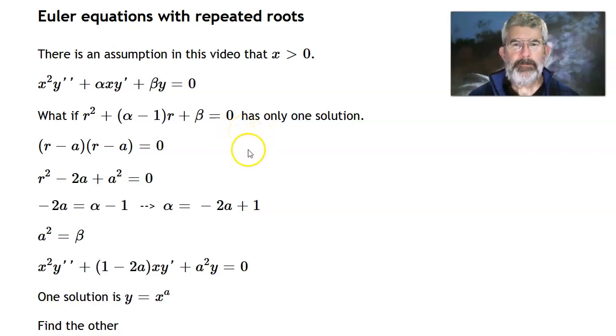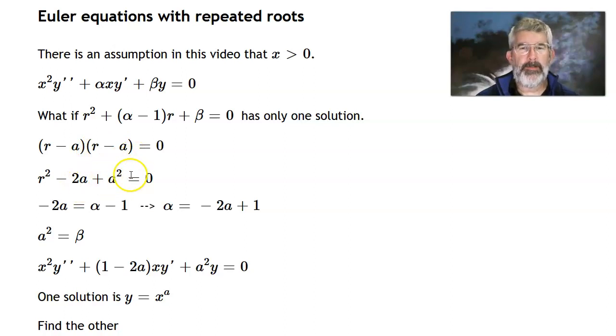Anyway, so here's what I'm looking at. I'm looking at an Euler equation that has a corresponding quadratic equation that you're solving when you're trying to find solutions of the form y equals x to the r. The question is, what happens when this has only a single solution? It means it factors into r minus that solution times r minus that solution again.